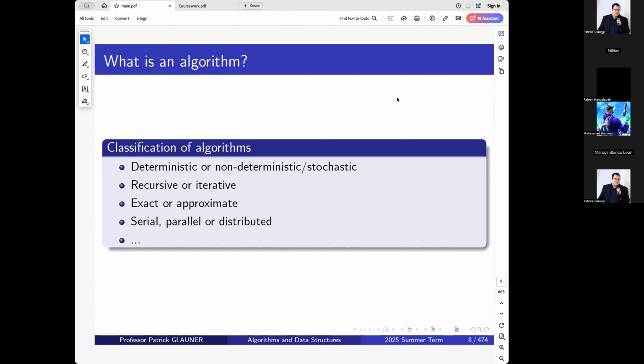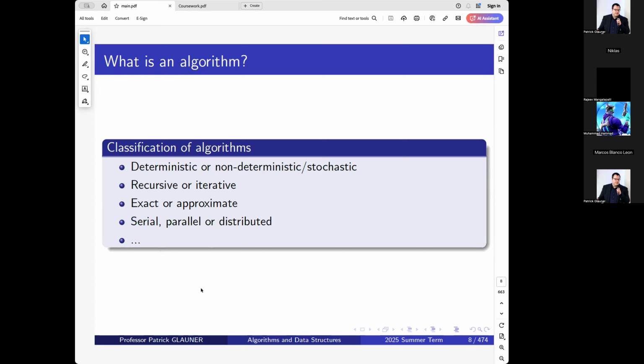Then there's another distinction, whether an algorithm is serial or parallel. So serial means we have one thread, one process, and we run this on one core, while parallel algorithms would mean that we do work in parallel through multiple threads. And distributed goes even further so that we not only run all of this on one machine, but on multiple machines in parallel. In this course, we will look at serial algorithms most of the time.